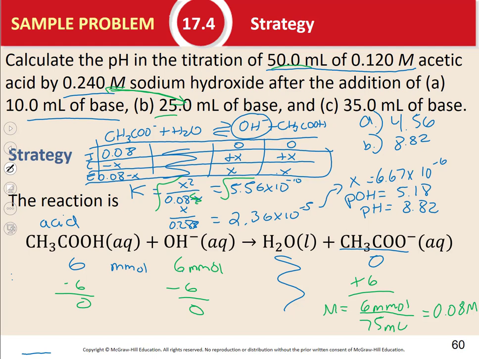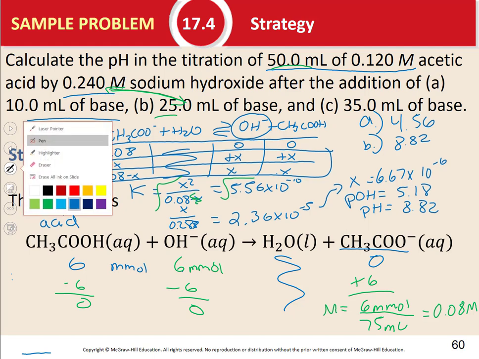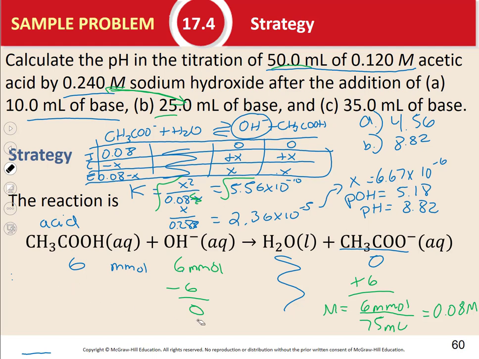So if here at 25 milliliters we were at the equivalence point, at 35 milliliters we would definitely be past the equivalence point. So let's go back to our original table, erase this, and see what we're up to.